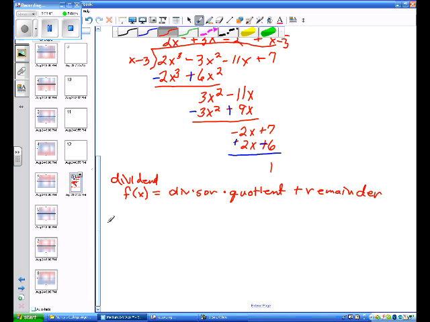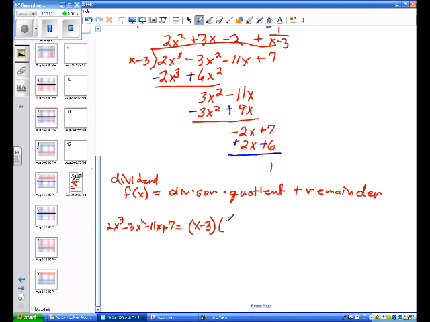So if we wanted to, we could write this as 2x cubed minus 3x squared minus 11x plus 7 is equal to x minus 3, our divisor, times the quotient, which is 2x squared plus 3x minus 2, plus the remainder, which was 1. And so this is what we refer to as the division algorithm.